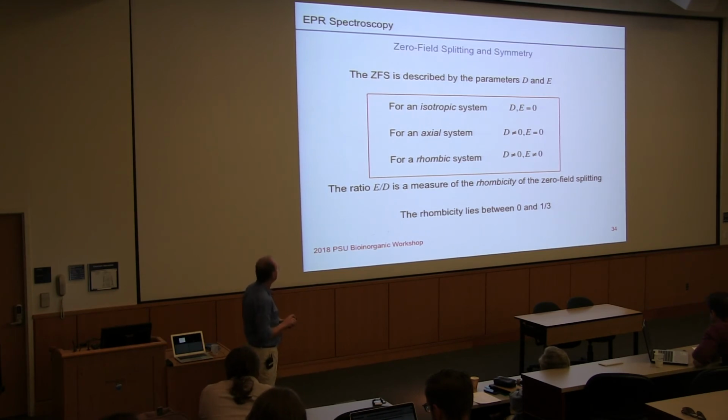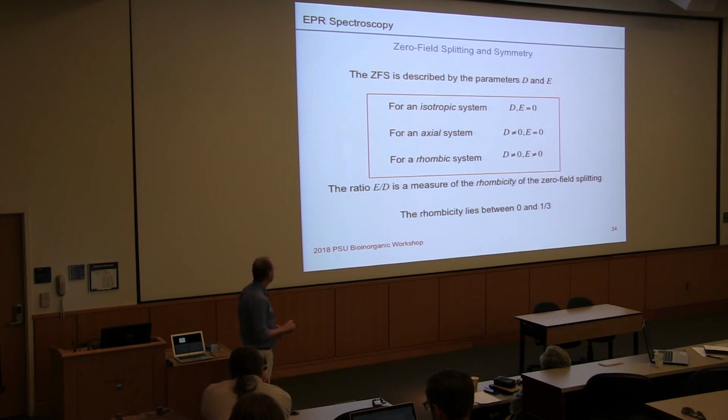And so if my tensor is isotropic, then it means that D and E are equal to 0. This, of course, doesn't occur very often in transition metals, but there are systems where this can happen. And in that case, you basically don't have to worry about this zero field splitting, because D and E are 0. If we have an axial system, then D is some non-zero value, but E will be 0.